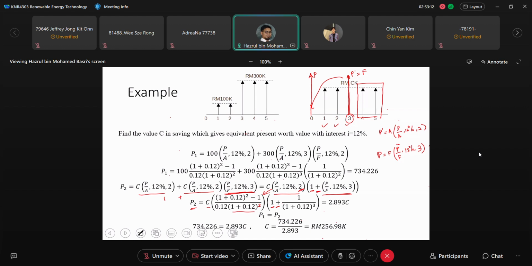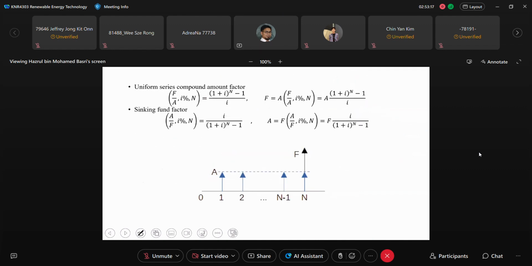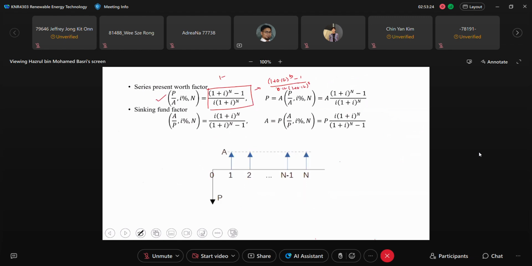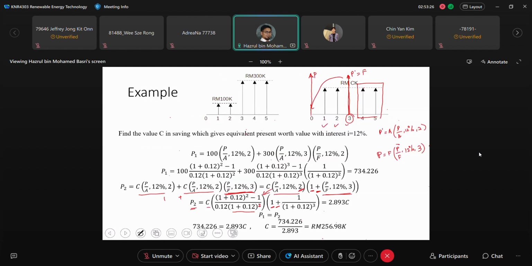P over F, if you are still confused about what the formula is, you can refer to this one. P over F, it's this value, 1 over 1 plus I. But this time, the number is 3, so you put a cube. So, yeah, I think that's it. You just need to calculate this value and this value. You get 2.893 times C.